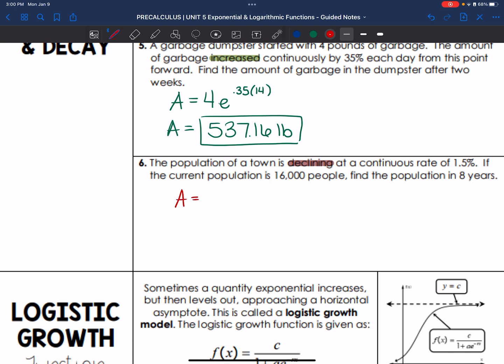We will do so, because this is a continuous model, by starting with our initial amount, our principal amount of people, 16,000, base of e, that natural base, and it is a rate of 0.015, and our time that we're looking at here is years, and that is 8 years. So what is the amount going to be in this town after 8 years? There will be a total population of 14,190 people.